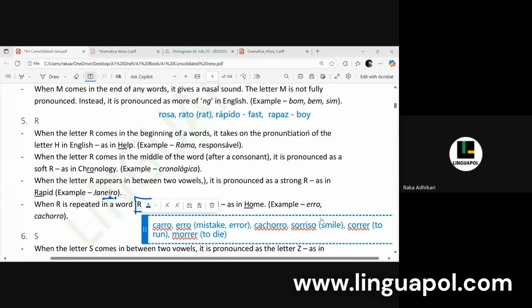Yes, somebody had a question? Yes, smile is pronounced as sohisu. Yes, sorriso. Okay. Then talking about your career. Career in Portuguese is carreira. Carreira. Career.